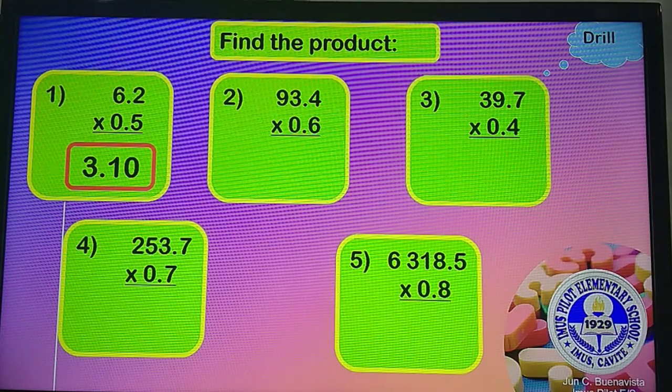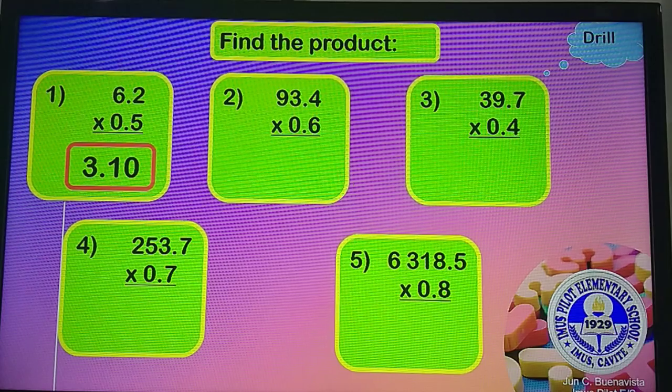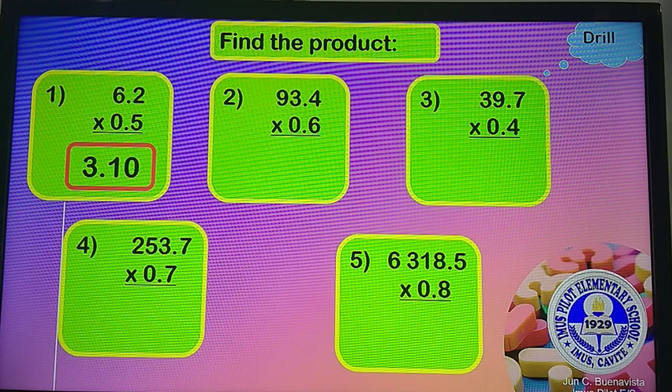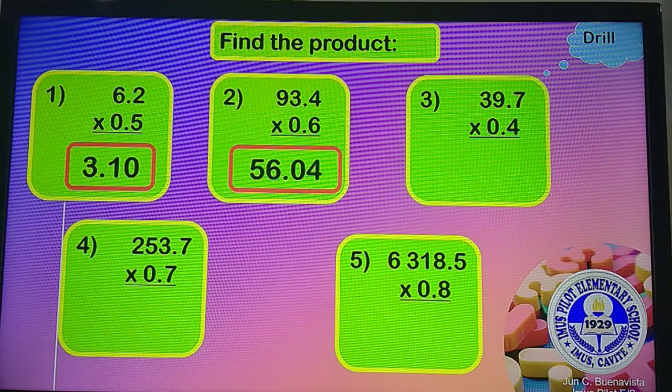Okay, for number 2, 93 and 4 tenths times 6 tenths. So 6 times 4 equals 24. Bring down 4, carry 2. 3 times 6 equals 18 plus 2 equals 20. Bring down 0, carry 2. 9 times 6 equals 54 plus 2 equals 56. And then, the number of decimal places in our factors is 2. So therefore, the number of decimal places in the product is also 2. So the answer is 56 and 4 hundredths. So you have 2 decimal places.